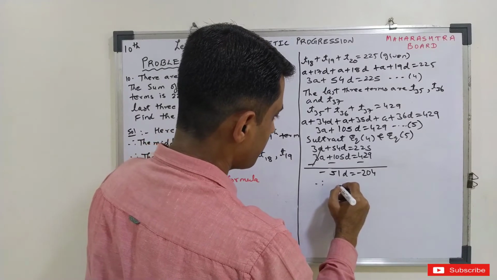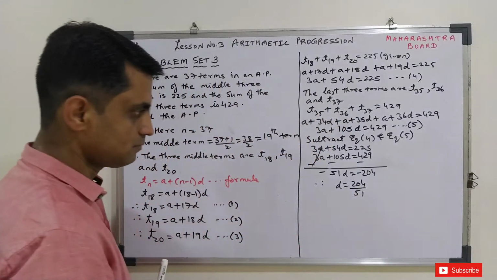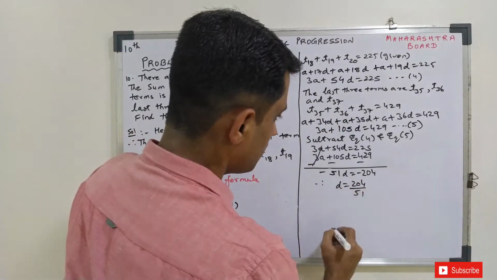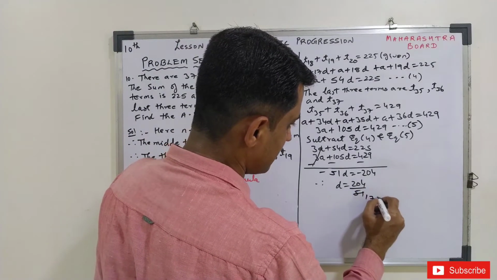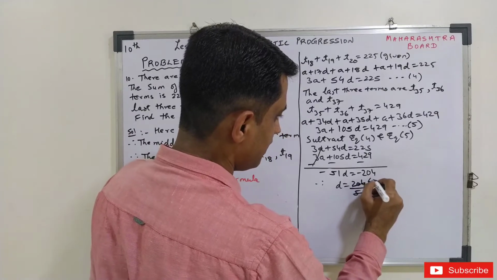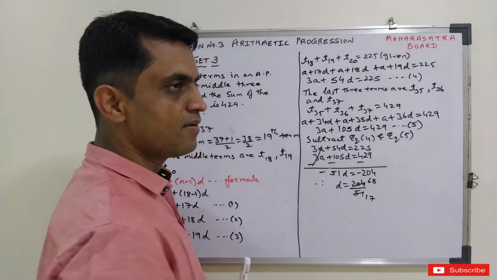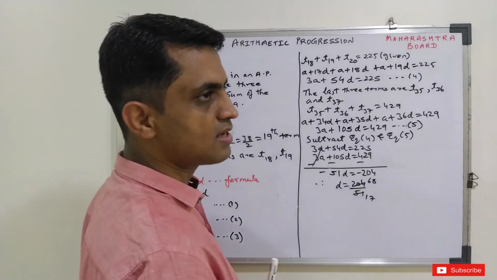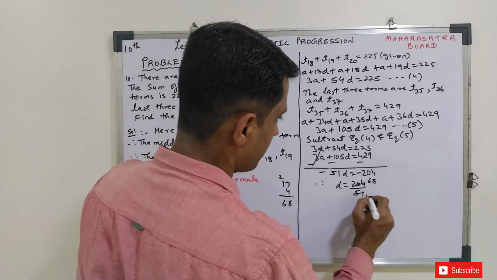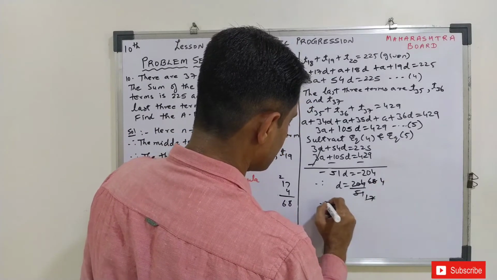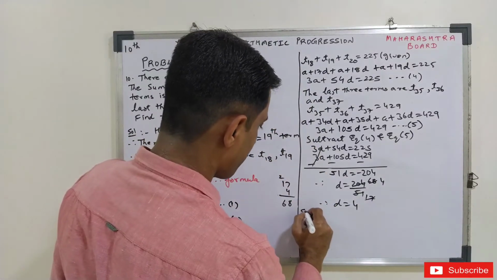So what is our D? Let us divide by 3. 3 ones are 3, 3 sevens are 21, 3 sixes are 18, 3 eights are 24. Now 7 sevens are 7, 7 twos are 14, 7 threes are 21, 7 fours are 28. So 17 into 4, 7 fours are 28. So what is our D? D is 4. Clear? Now substitute.